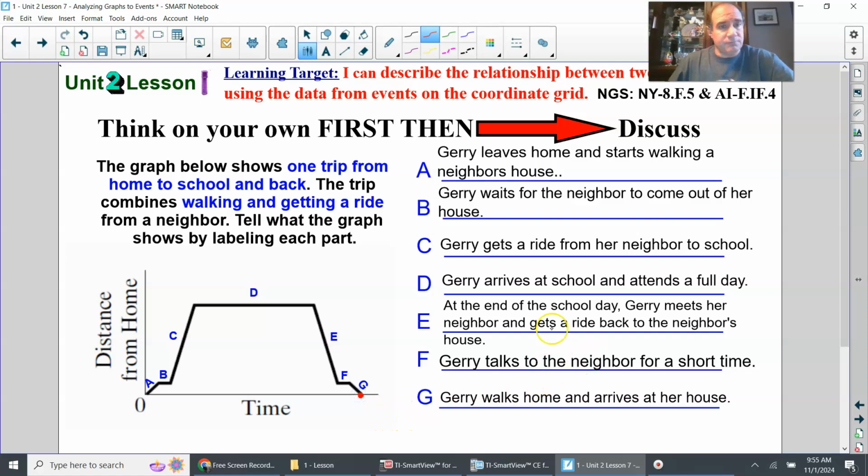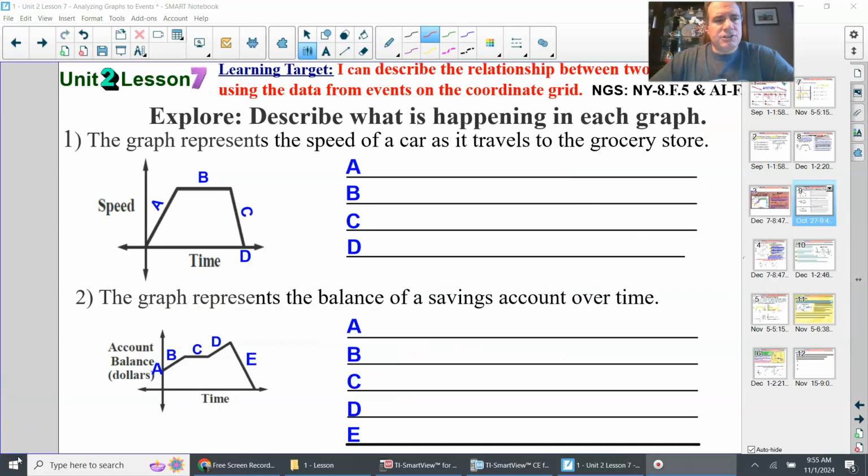And that's really just from A to G, breaking down each section of the graph and then just telling what the graph shows, labeling each part. And that's basically it. In this page, same thing. We're going to go ahead and look at the graphs. I'll explain it when I come back. And just take a look.